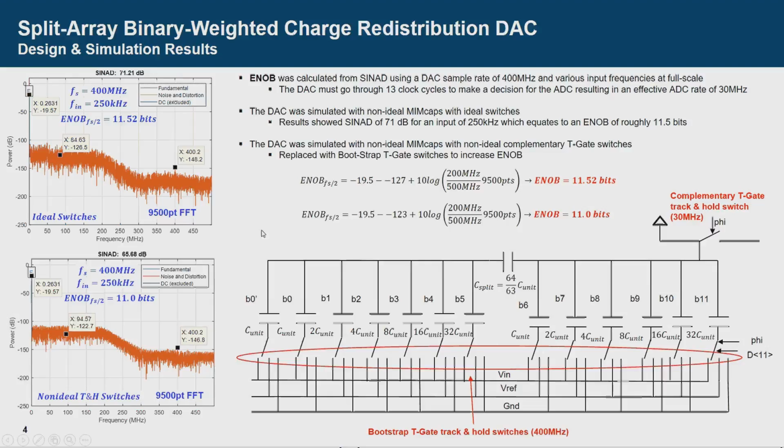The initial simulations using ideal switches are in the top left plot. The signal to noise and distortion ratio was 71 dB. I calculated that to be around 11.5 bits. This sample rate is 400 megahertz with an input of 250 kilohertz. I then substituted the non-ideal switches and received about a half-bit ENOB degradation. And the ENOB degraded significantly in the final transistor simulations, which I attributed to the use of poor switching, so I had to replace them with bootstrap switches.